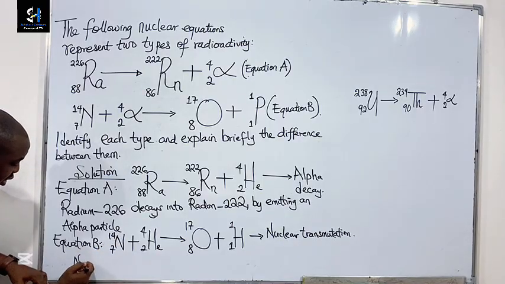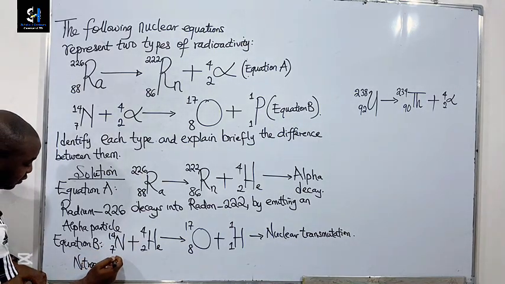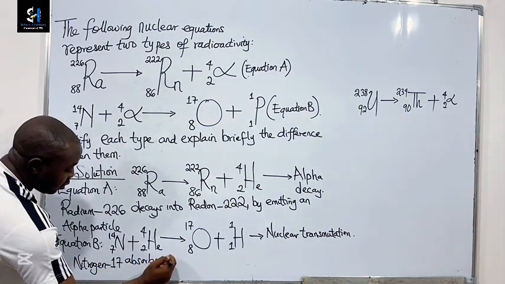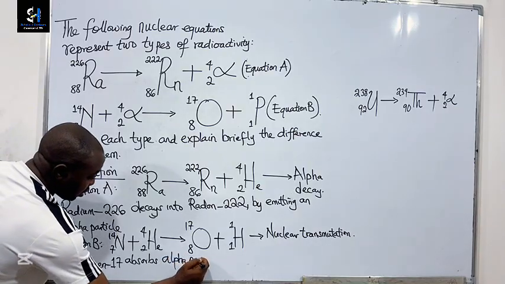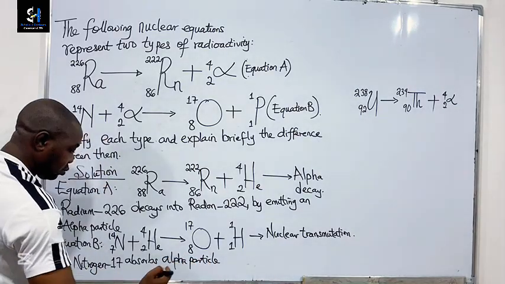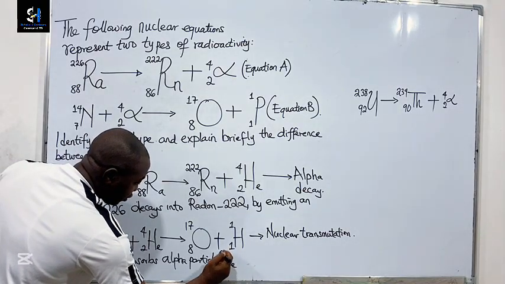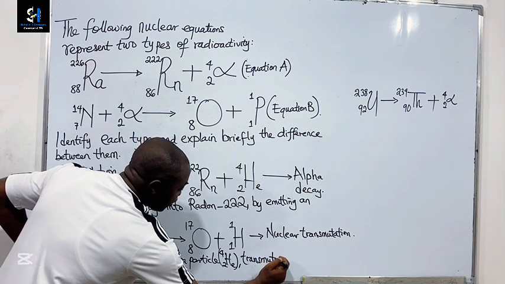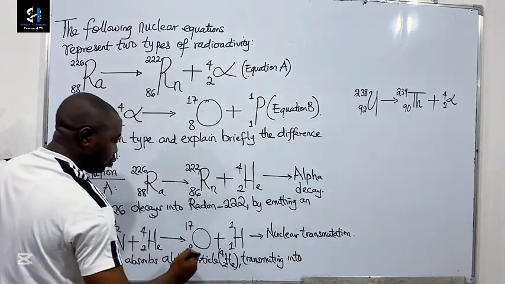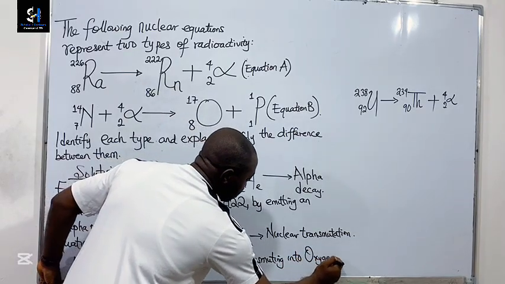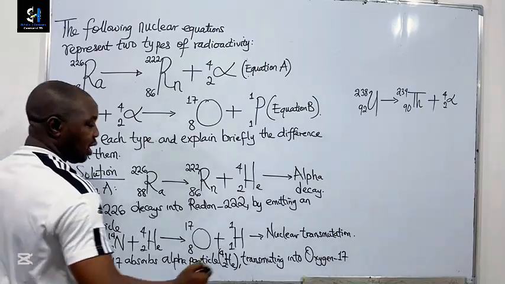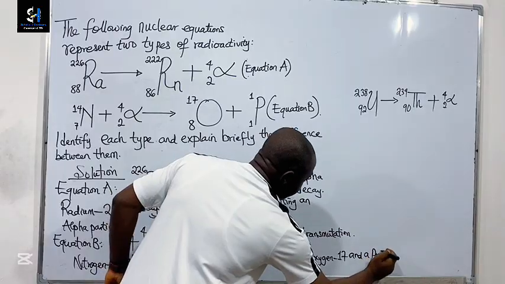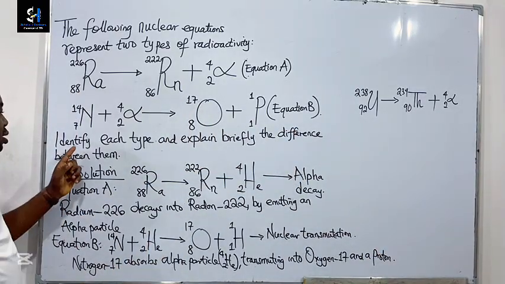That is because in this case nitrogen-14 absorbs an alpha particle, transmuting into oxygen-17 and a proton. So that is the first question.